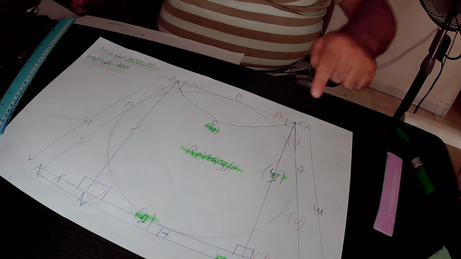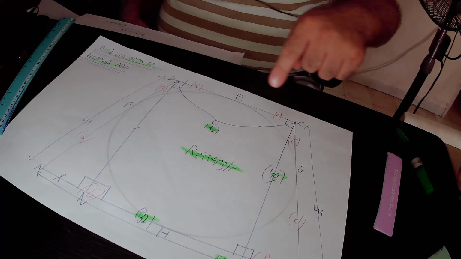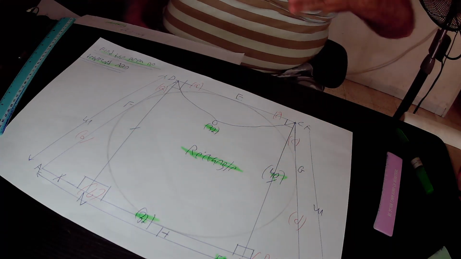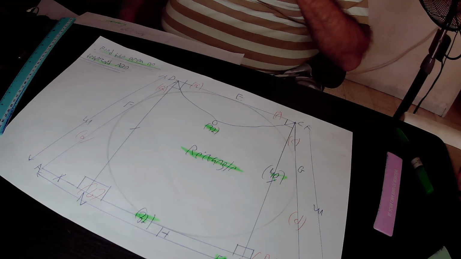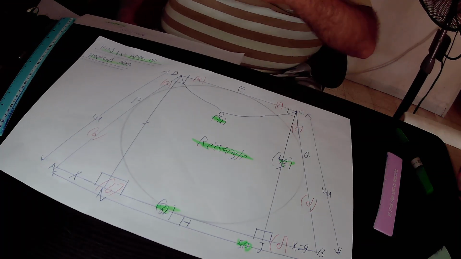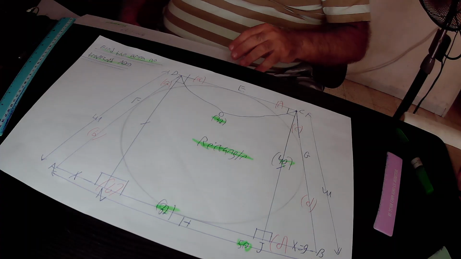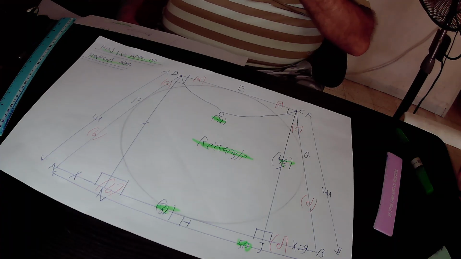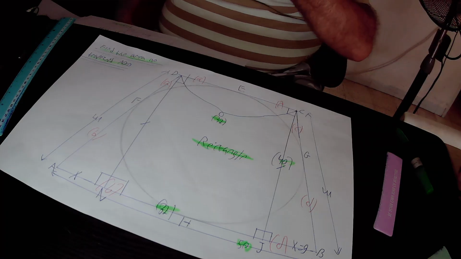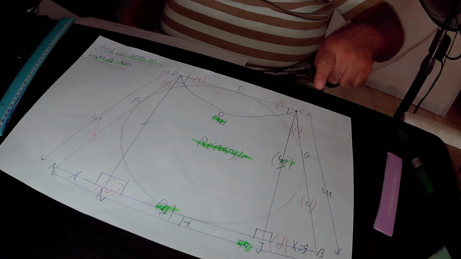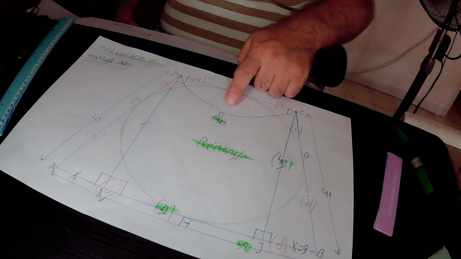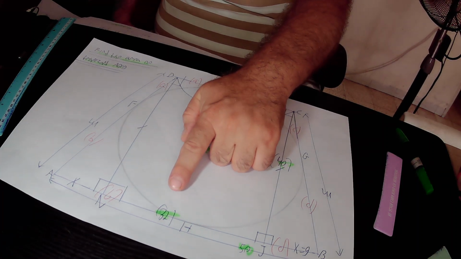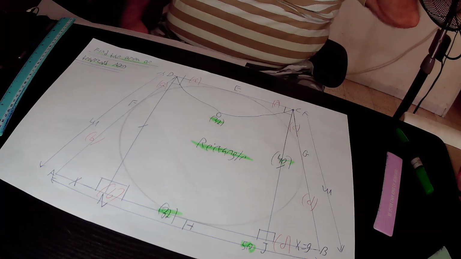So in quadrilateral DCJN there are 1, 2, 3, 4 right angles. Therefore quadrilateral DCJN is a rectangle because it has 4 right angles. We know that the opposite sides of a rectangle are equal to each other. So in rectangle DCJN, side DC must be equal to the opposite side JN. But DC is 32, therefore the opposite side JN must also be equal to 32 units in length.